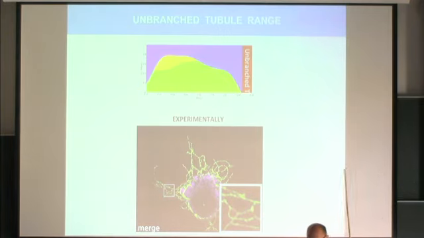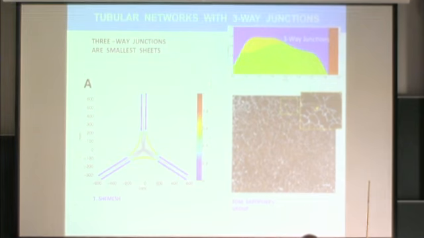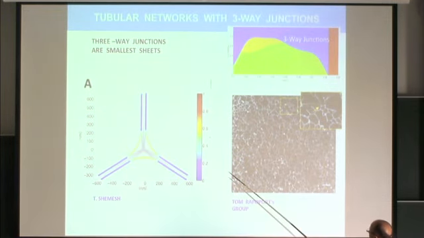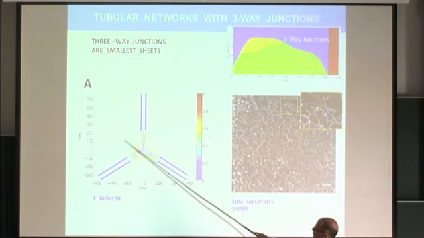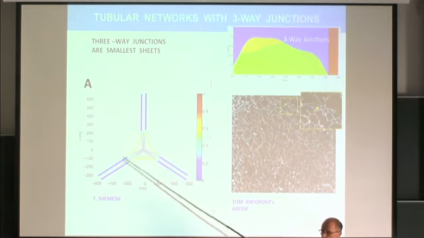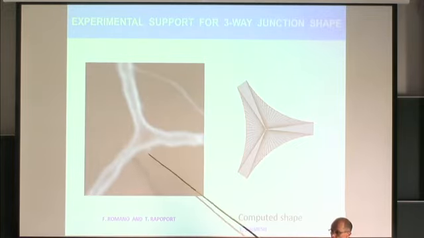Tom Rappaport and his guys did experiments based on the predictions of our theory, and this is what they got under huge overexpression of reticulons in this case. Basically unbranched tubes. Under the conditions here, they indeed got dense networks of tubes with three-way junctions, and this was the theoretically predicted conformation of a three-way junction, and this was a super resolution microscopy of a three-way junction.